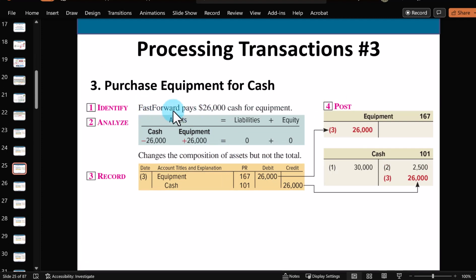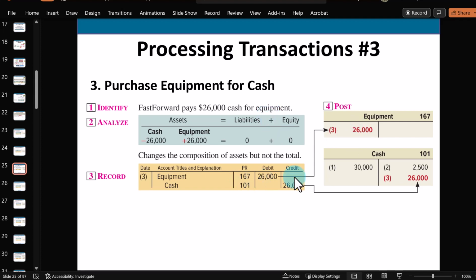Again, we are the company point of view. Pay means cash credit, 26,000. If I know I have to credit cash, the other account I'm dealing with has to be a debit. Otherwise, I'm not balancing in this one transaction. In this case, it's an asset, and this equipment asset is increasing, and increases to assets are recorded with debits.